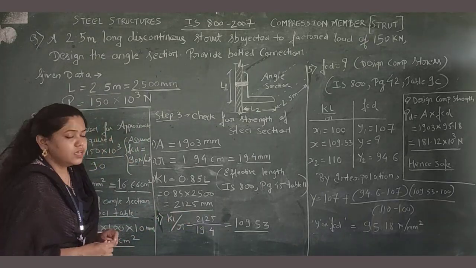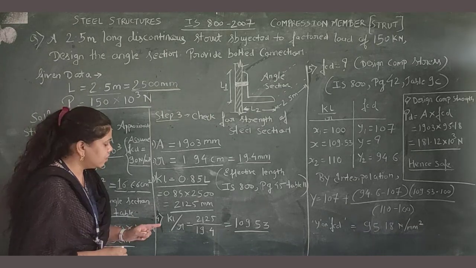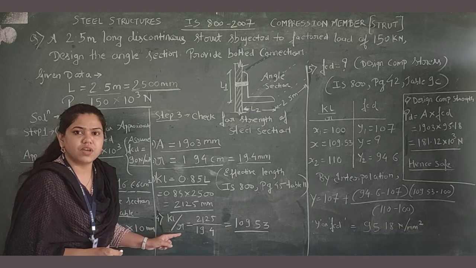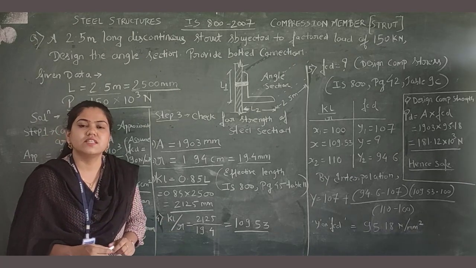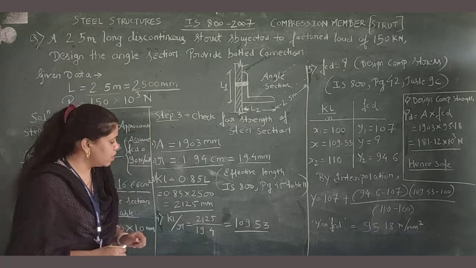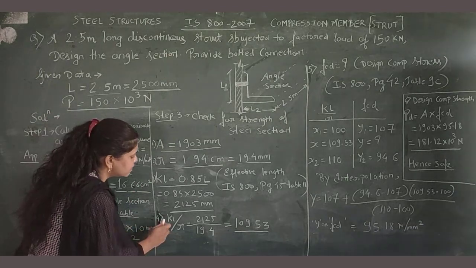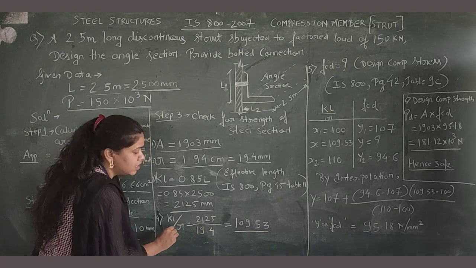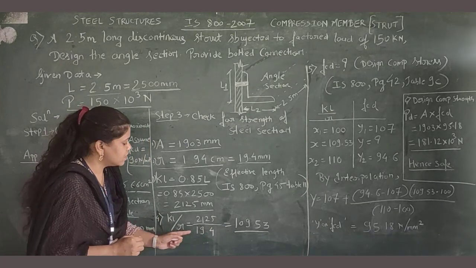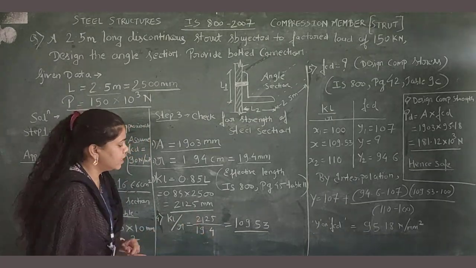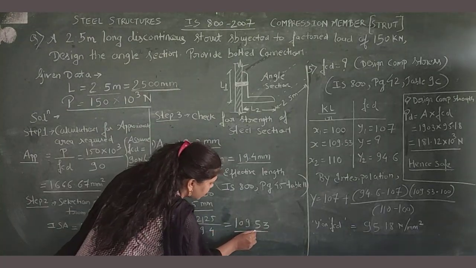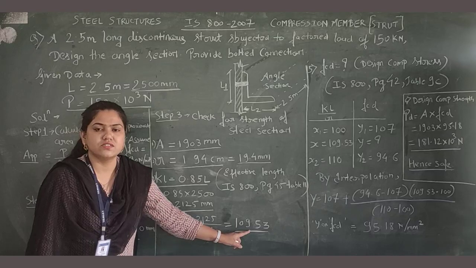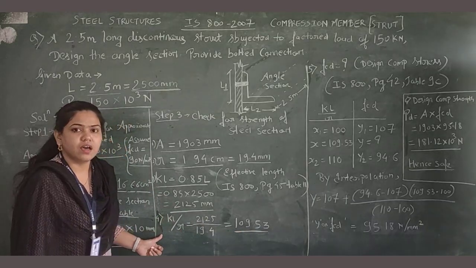Now in the next step, you have to calculate the ratio of effective length to the minimum radius of gyration, which is called the slenderness ratio lambda. Put the values in this equation: 2125 divided by the minimum radius of gyration 19.4, and you will get the value 109.53. This is the value of the slenderness ratio, that is KL by r.